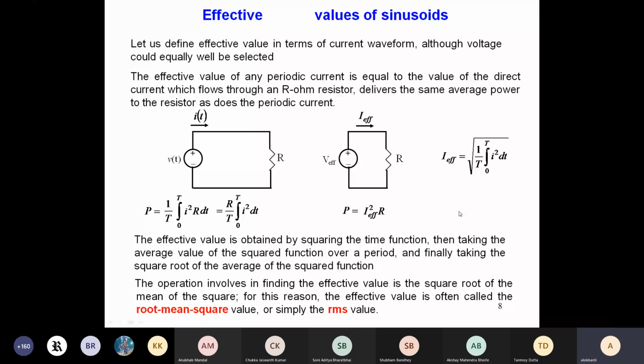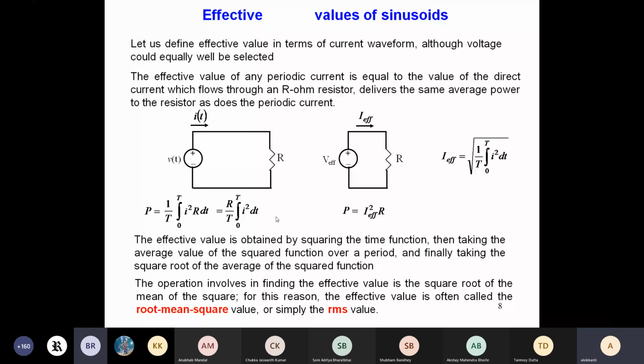Okay, does it answer the question? Somebody asked about this root mean square. So the effective value is also called the RMS value. Okay, any question?